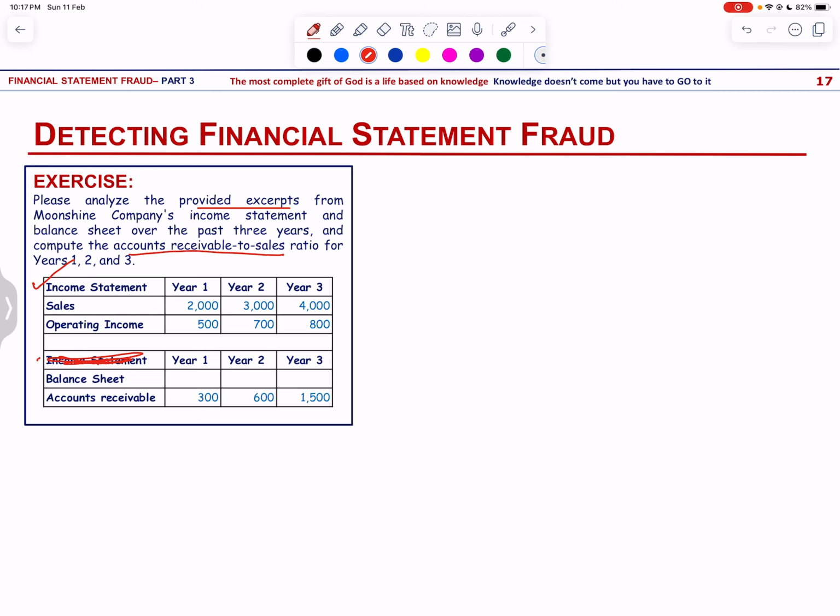So, accounts receivable to sales will be, in year 1, accounts receivable divided by sales. So, year number 1, it is going to be 15%. In year 2 it will be accounts receivable divided by the sales, that is going to be 20%, and for year 3 it will be 37.5%. Now this is an interesting observation, that the accounts receivable are increasing as a percentage of sales, and this could signal potential financial statement fraud related to revenue recognition.